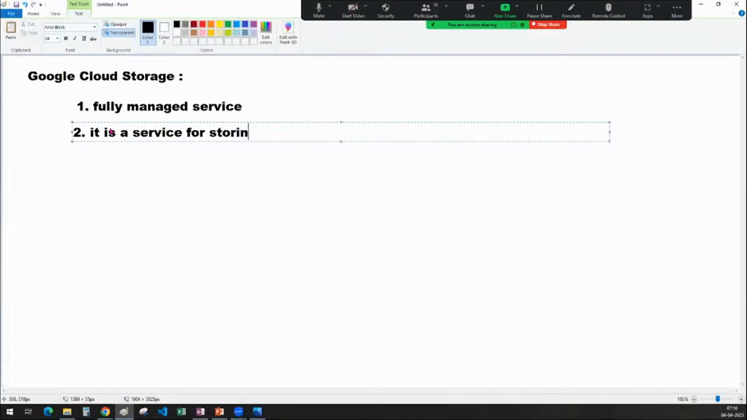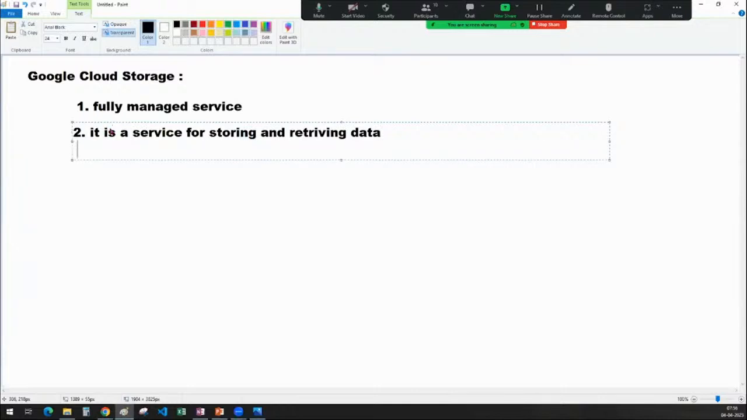for storing and retrieving the data. Okay, so what kind of a service is it, sir? If you ask me, it is a service for storing and retrieving the data.